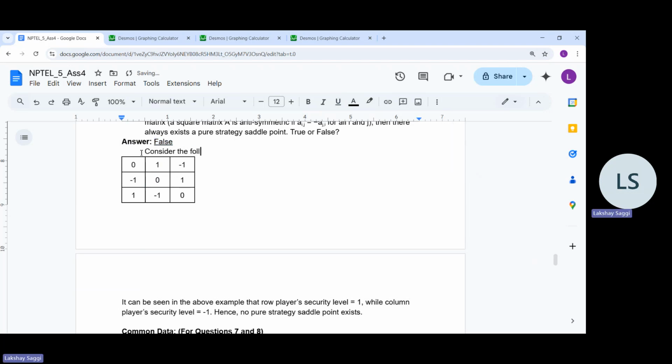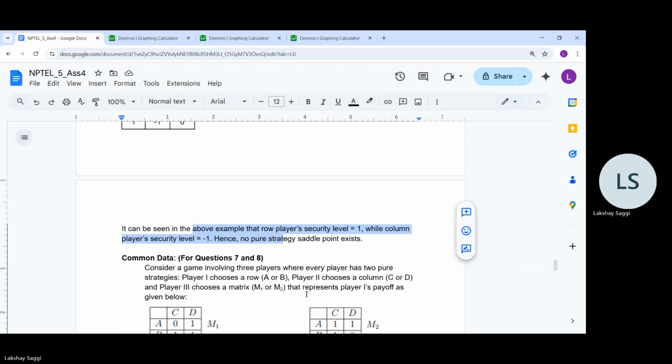Consider the following antisymmetric matrix A. So this is the matrix, and this is the argument essentially.